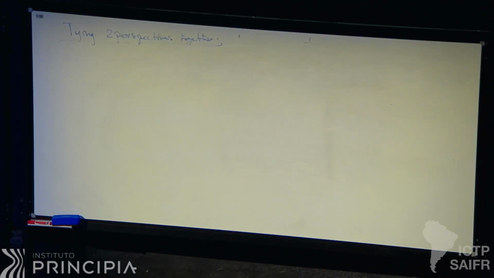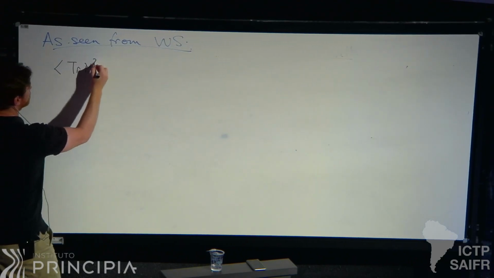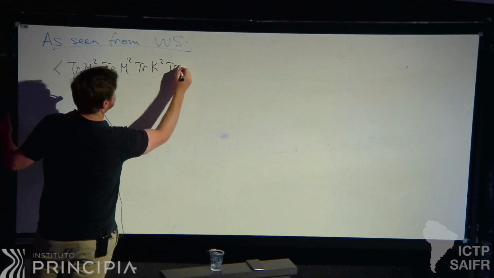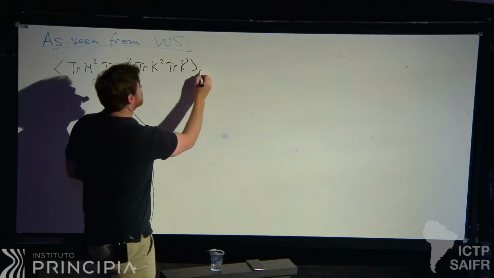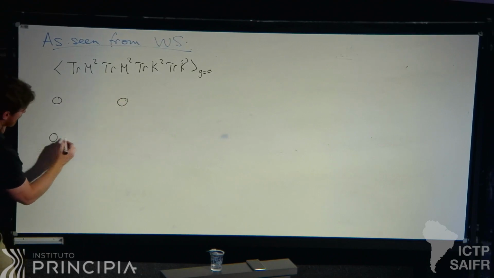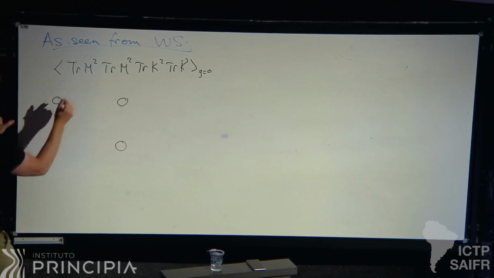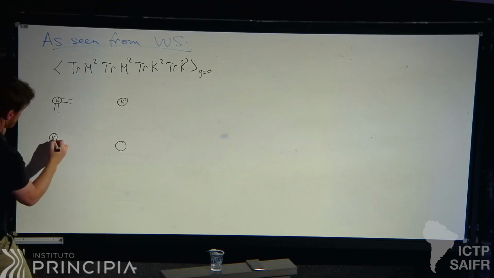So let's start. I want to look at the simplest possible correlator just to illustrate. Let's look at trace of m squared, trace of m squared, trace of k squared, trace of k squared. And I'm going to restrict here, just for simplicity, to planar diagrams. So how would I draw this? I would draw basically four external vertices. Each of the external vertices has two legs, because this is trace m squared. So this is, say, a k and an m, k and an m.